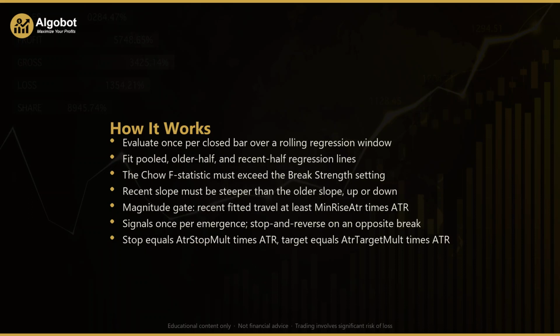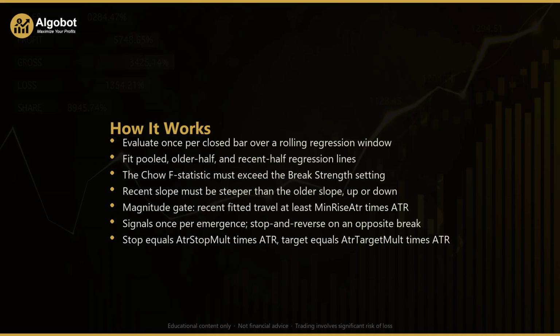Next comes the acceptance test. The F-statistic must exceed the break strength input, which defaults to 6. A higher value makes breaks rarer and stricter. A lower value makes the strategy more sensitive. On its own, though, F only tells us that something changed, not which way. That's why direction is read from the recent segment slope. For a long signal, the recent slope must be positive and steeper than the older slope, showing the trend turning up. For a short signal, the recent slope must be negative and steeper downward.